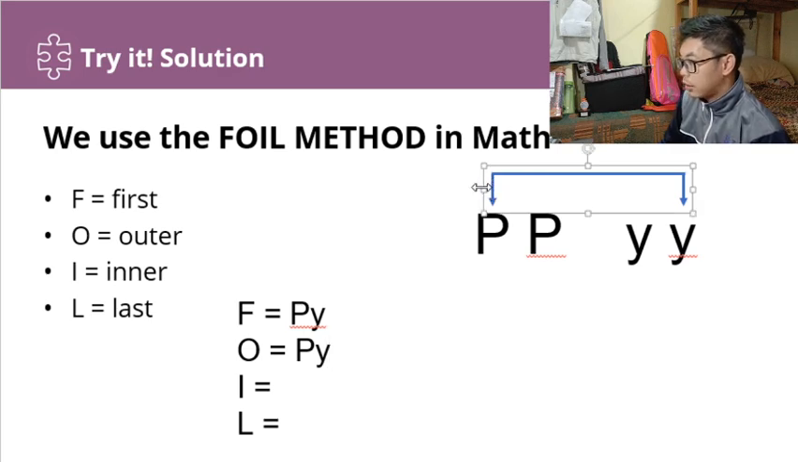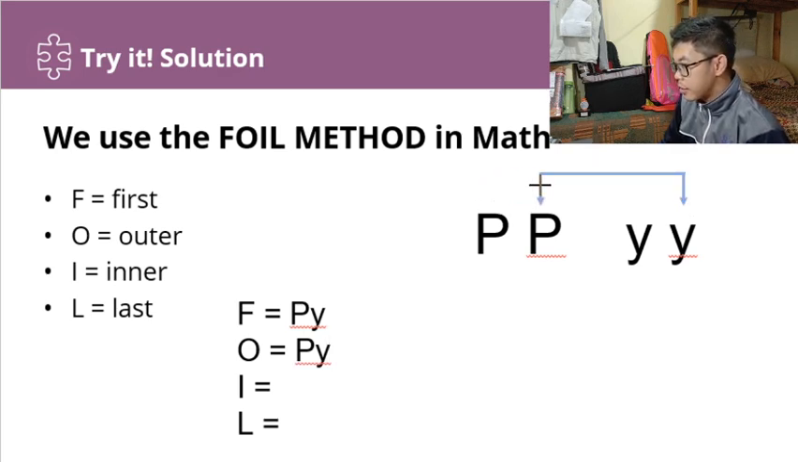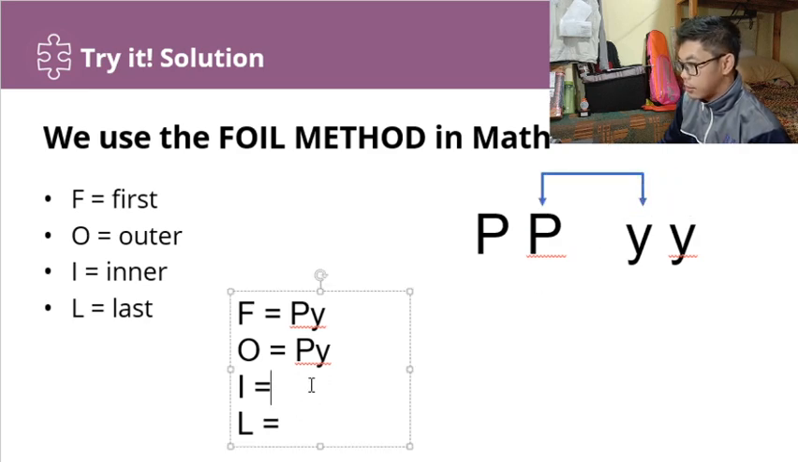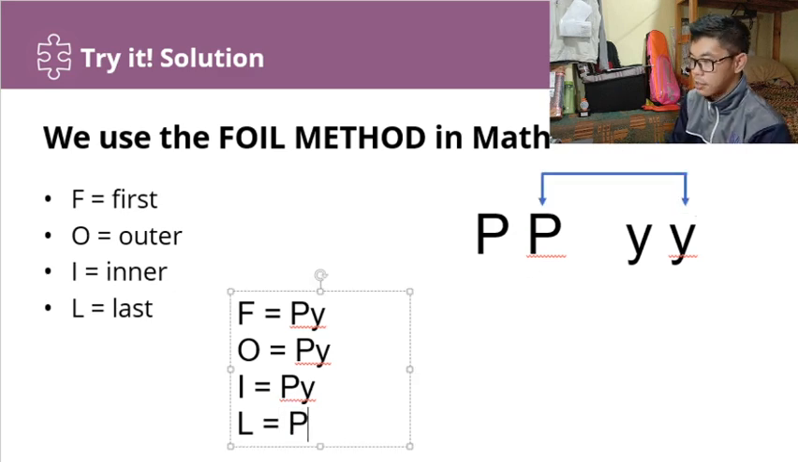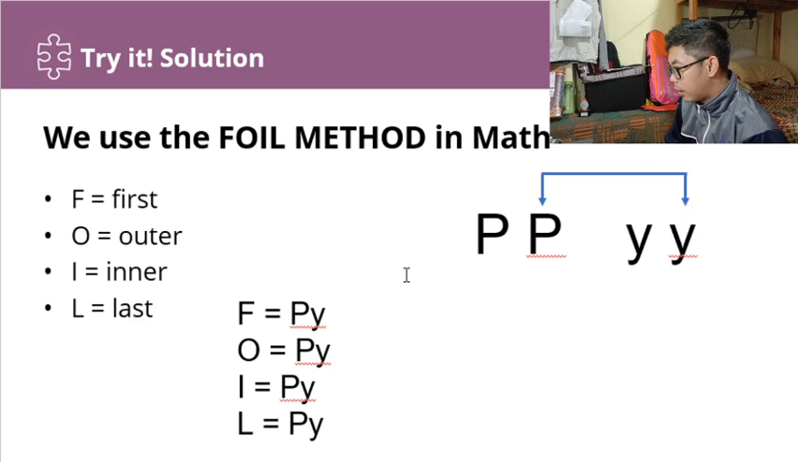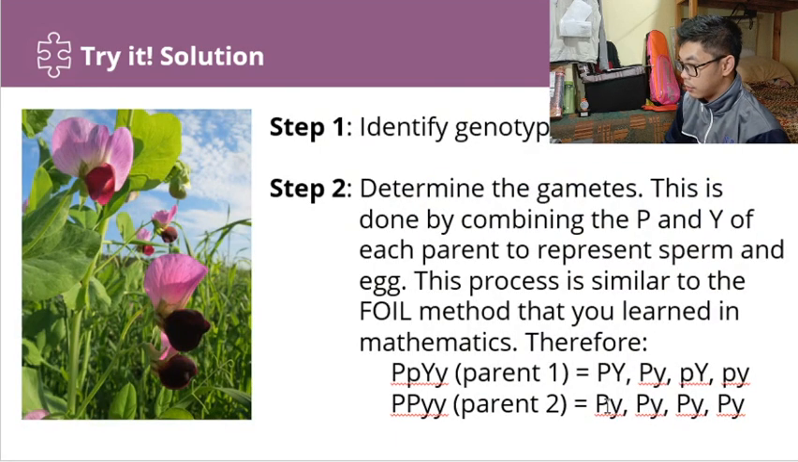Tapos, meron tayo na namang nasa inner. So, inner, yung nasa loob, ito at saka this one. So, ano yan? Capital P and small y. And lastly, the first term here and the last term there. So, move lang natin ito going there. So, we have another again, capital P and small y. Makita natin, lahat ng combination is capital P and small y. Is it the same as the one given earlier? Yes, it is. So, we have your capital P, small y, lahat ng apat na yon.